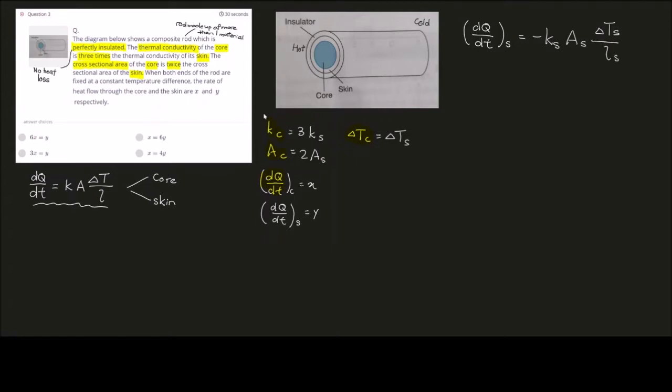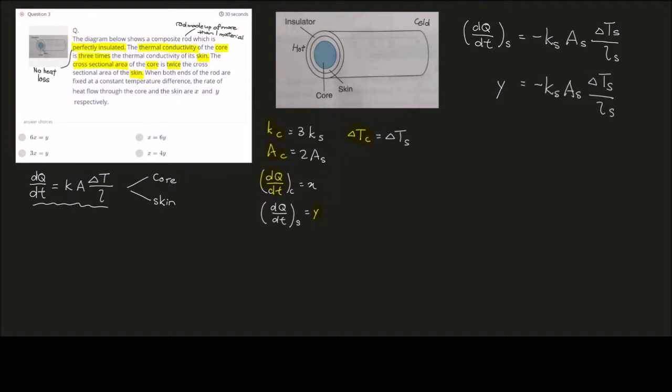So is there anything that we need to fix? Yes, we need to change dQ/dt of skin. You have to change it into the symbol that they use to express this. So it will be y equals negative ks delta Ts over Ls.